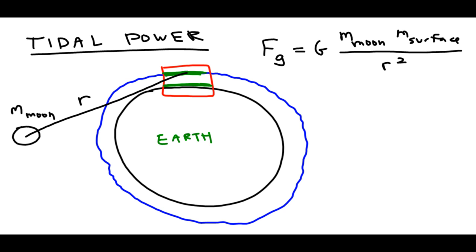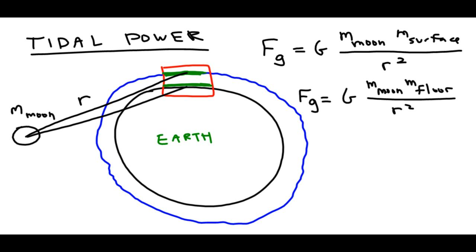But then I could also find the gravitational force on the mass at the floor, and if I wanted to do that, I would use this r, right? Slightly different r, which I'll call r2.